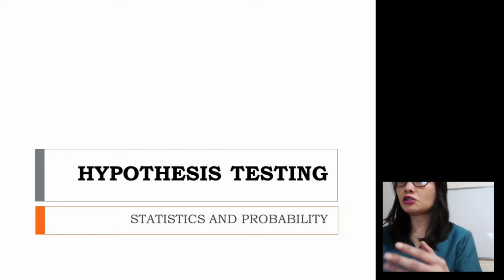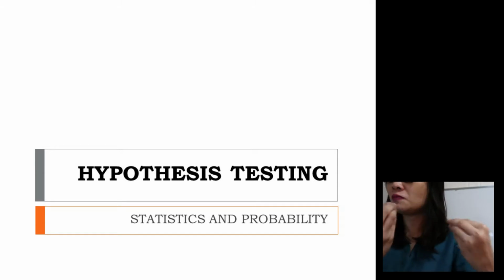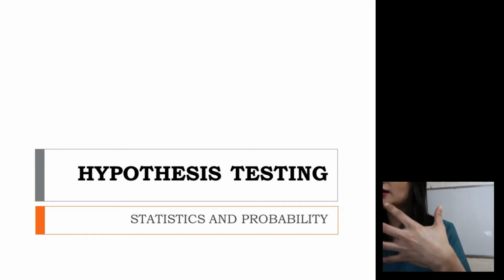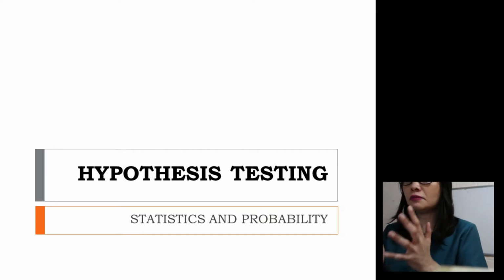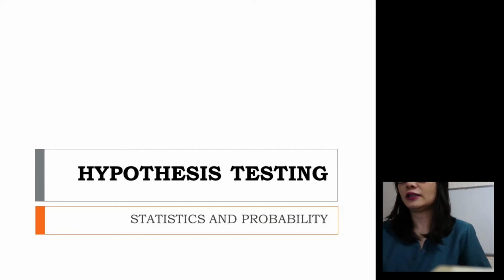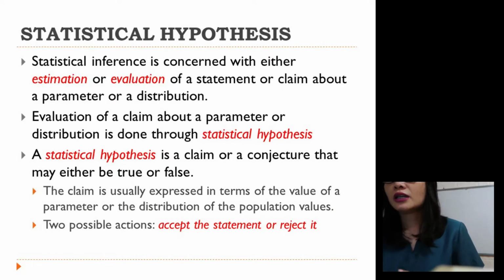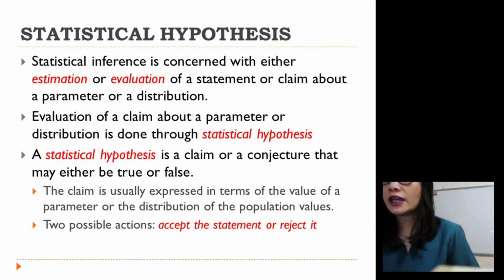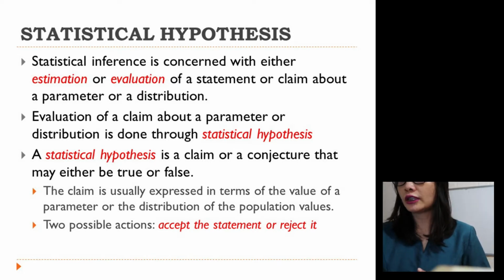So our main goal for today is to discuss hypothesis testing. You already know how to estimate a population parameter and how to estimate for two populations, and you know how to compute that. So for today, our main goal is to discuss hypothesis testing. Statistical inference is concerned with either estimation or evaluation.